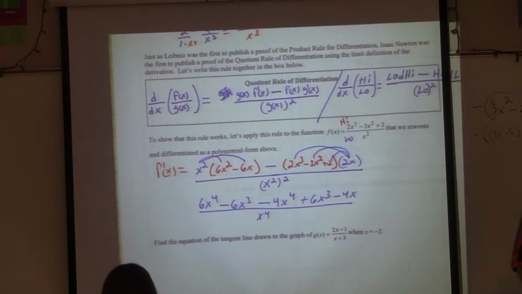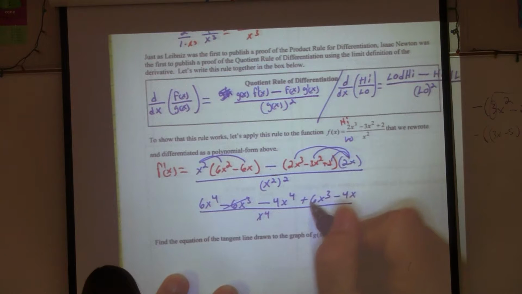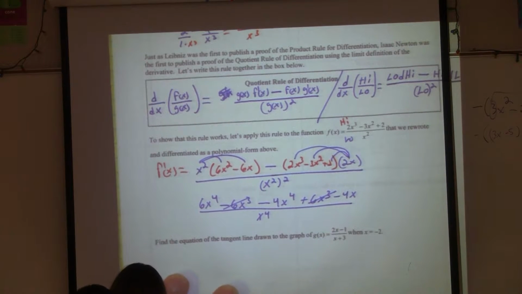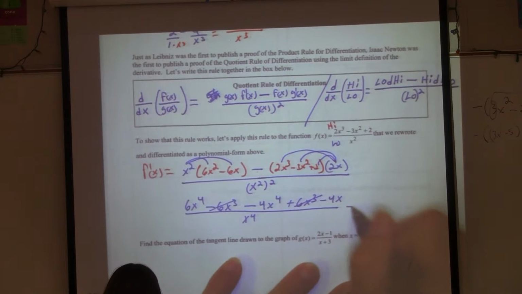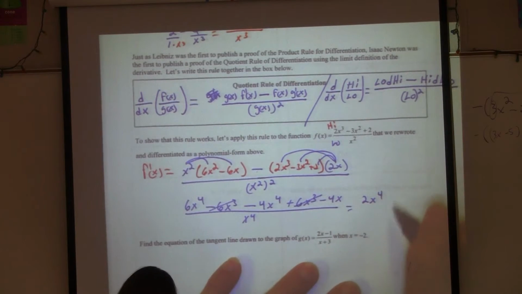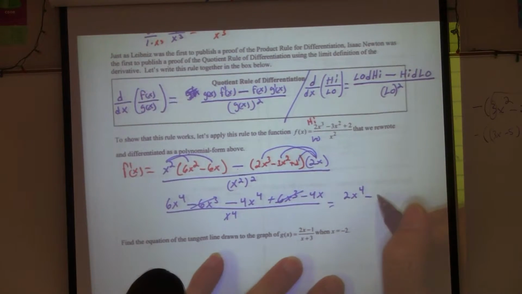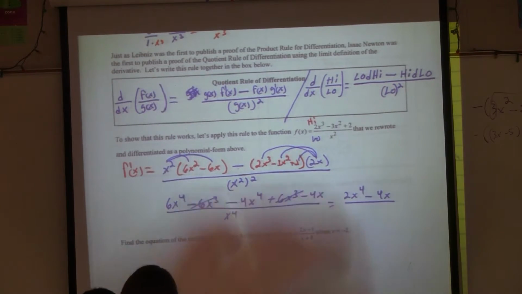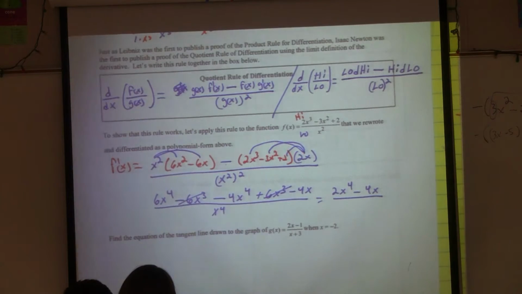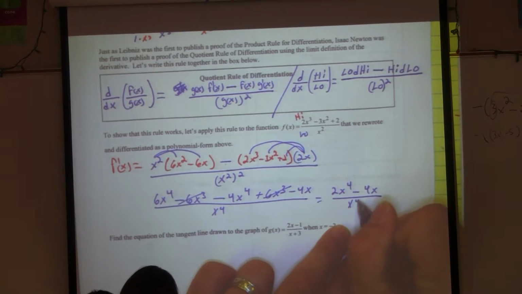Okay, anything cancel out? Oh, just kidding. Those guys cancel out. Yes, they do. And then 6 minus 4 is what? 2x to the fourth minus 4x over x to the fourth, okay?